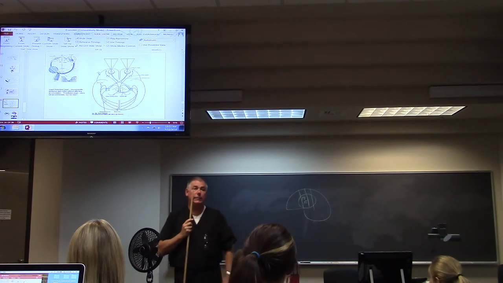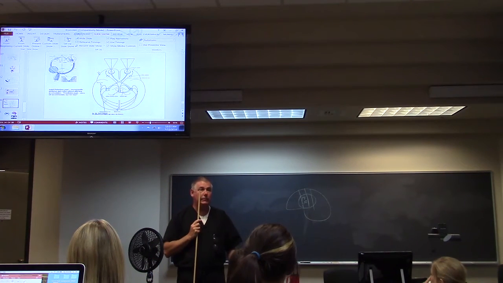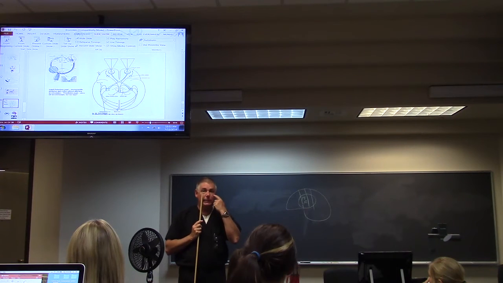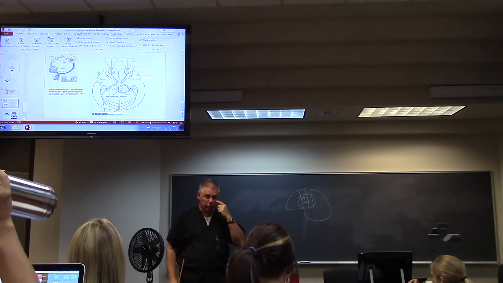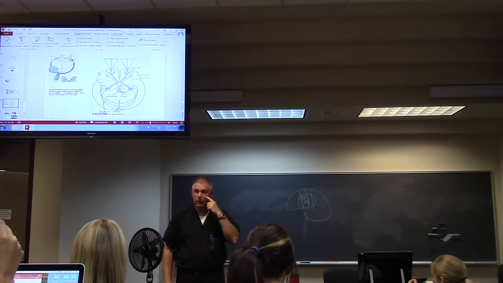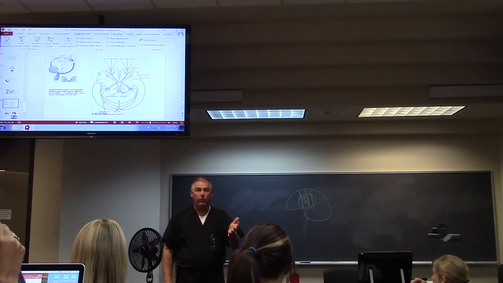So if I shine a light in this eye, it's the direct light reflex. If I look at this eye, shine a light, this eye constricts, it's the consensual light reflex. It should be bilateral.